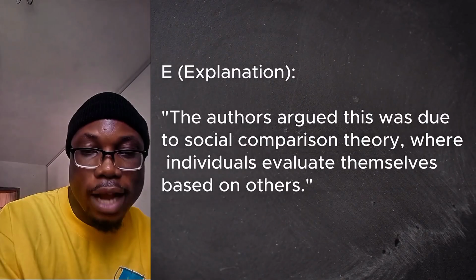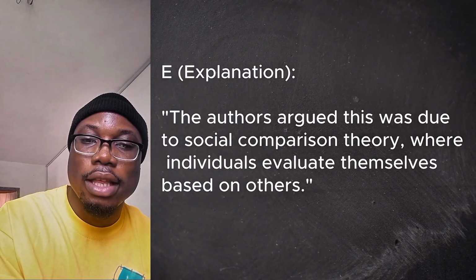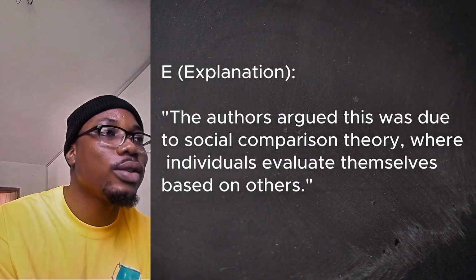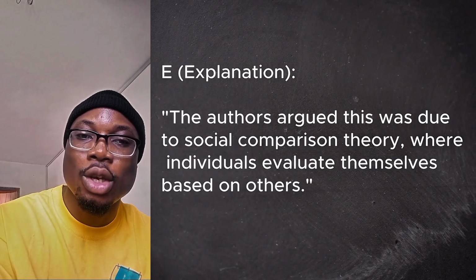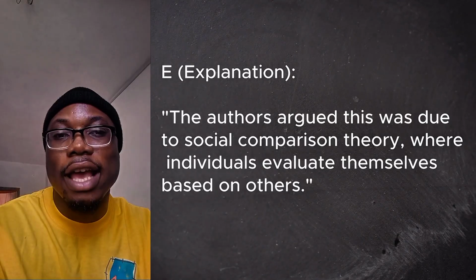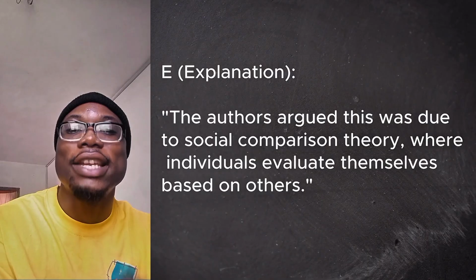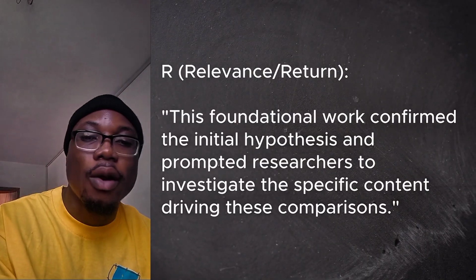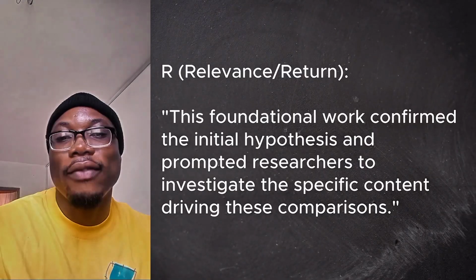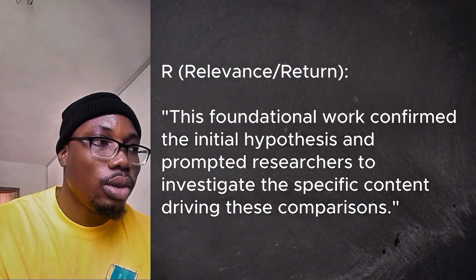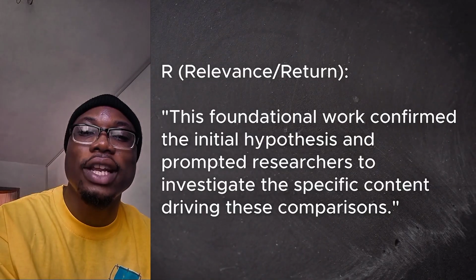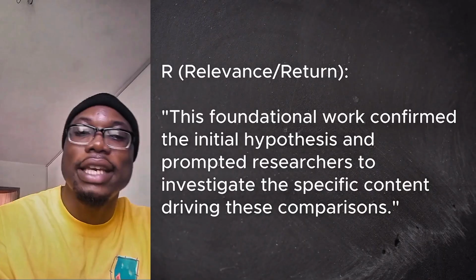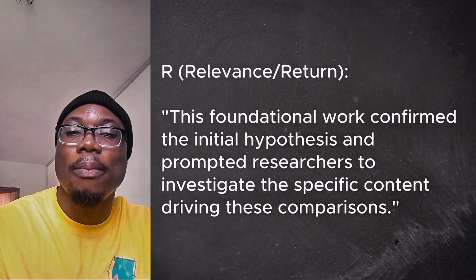Then we move to the next E for that paragraph, that's explanation. The authors argued that this was due to social comparison theory, where individuals evaluate themselves based on others. So you've given an explanation for the prior example, which has also further defined the point earlier given. Then the last part of the PEER method is R, relevance or return. So what is the relevance of all this that you stated? We might give a line that says, this foundational work confirmed the initial hypothesis and prompted researchers to investigate the specific content driving these comparisons.